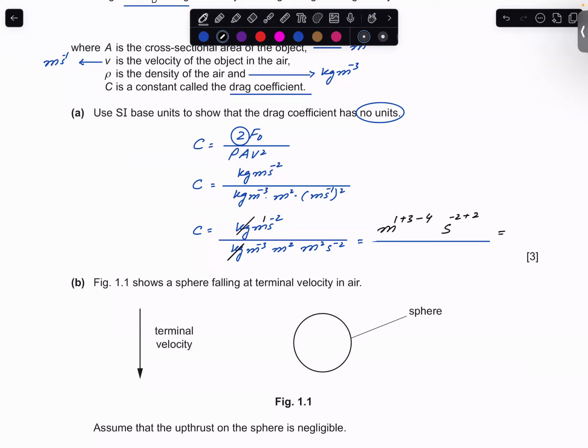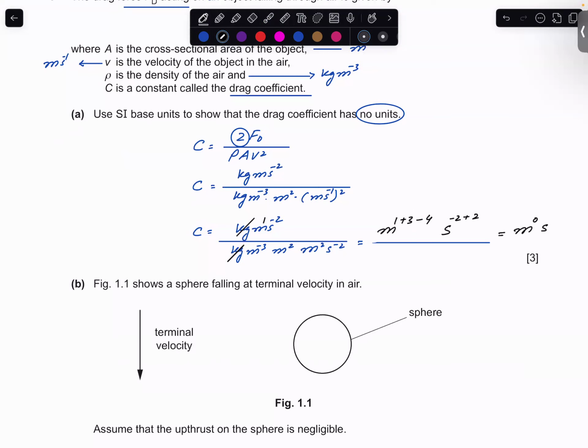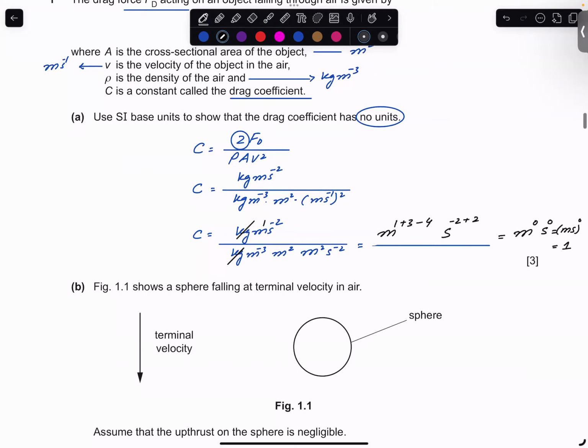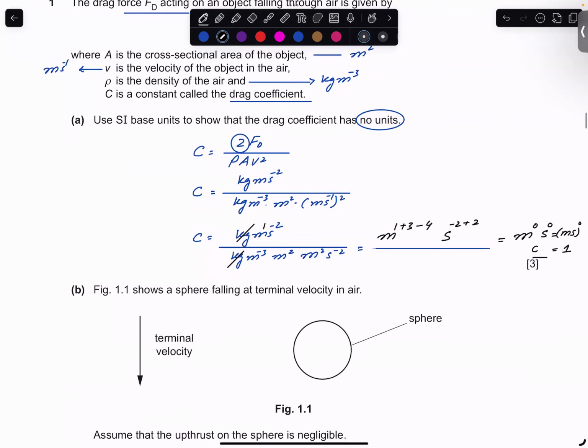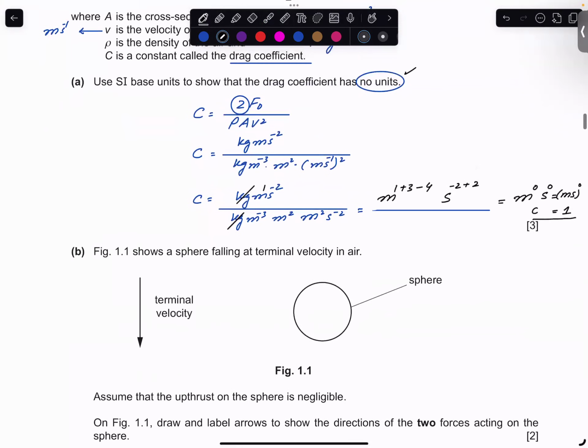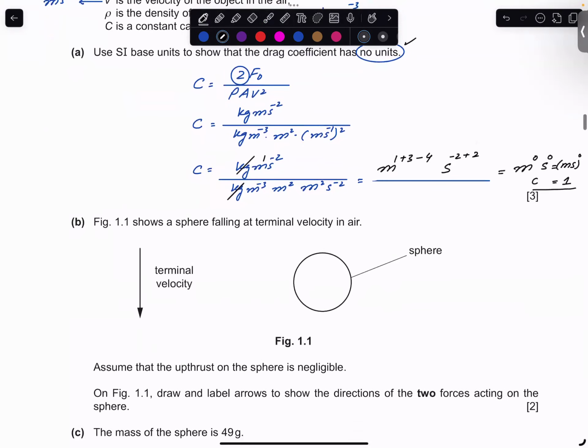Okay, so the final answer: m power 1 plus 3 minus 4 will be equal to 0, and s power minus 2 plus 2 will be 0. And you know if m and s both have power 0, and anything to the power 0 is equal to 1, so I am getting the answer 1, so there is no unit. Hence proved, C has no unit. Okay.